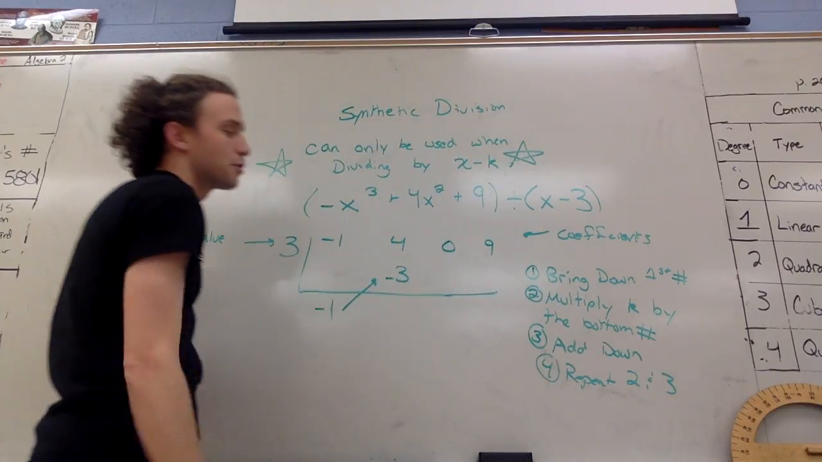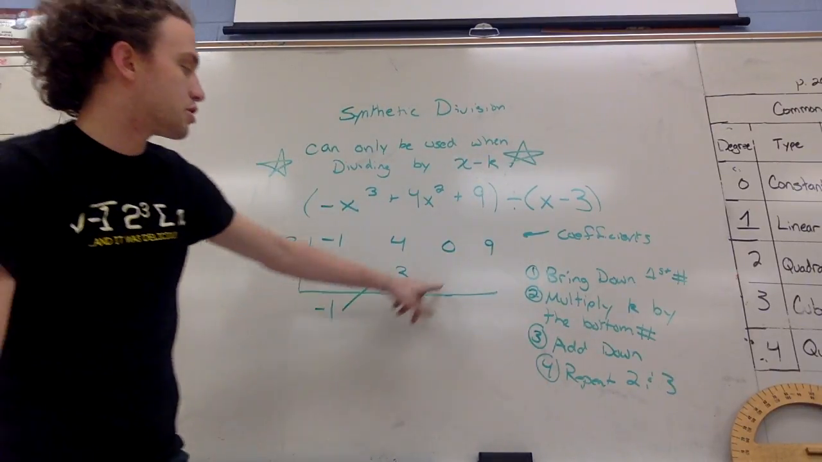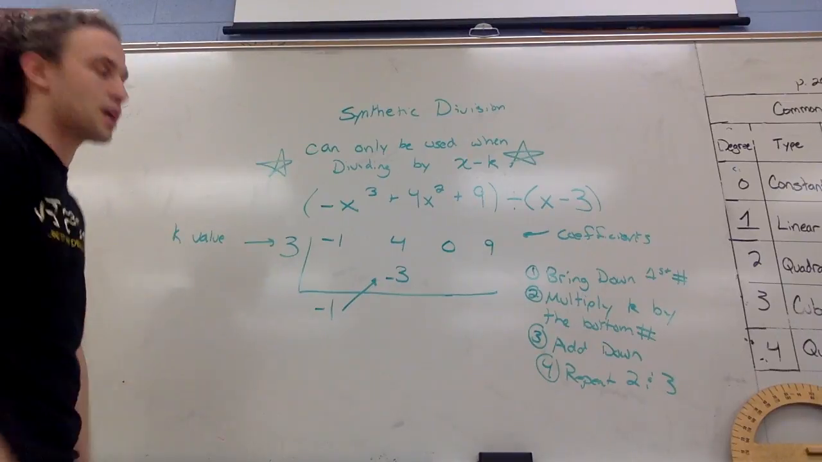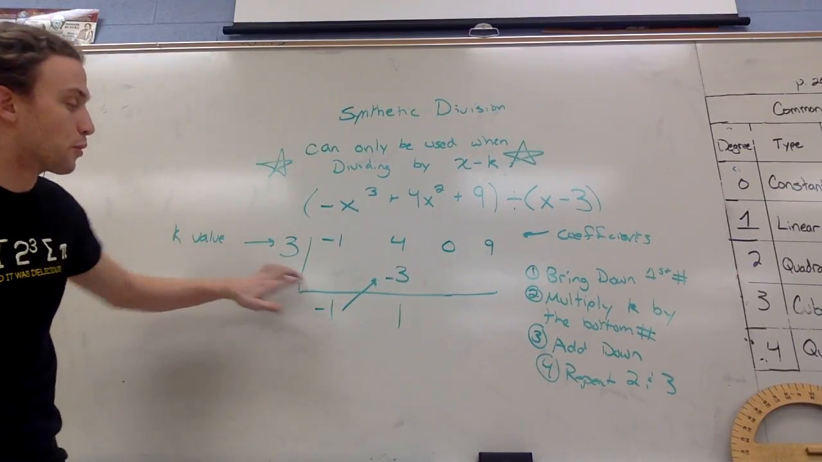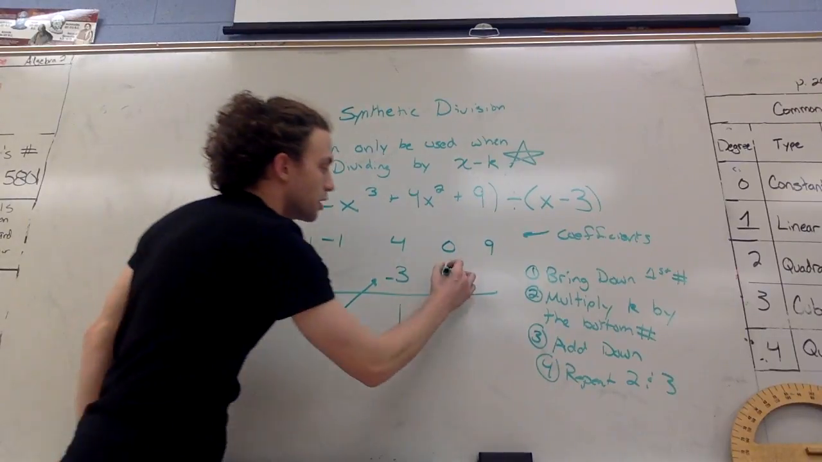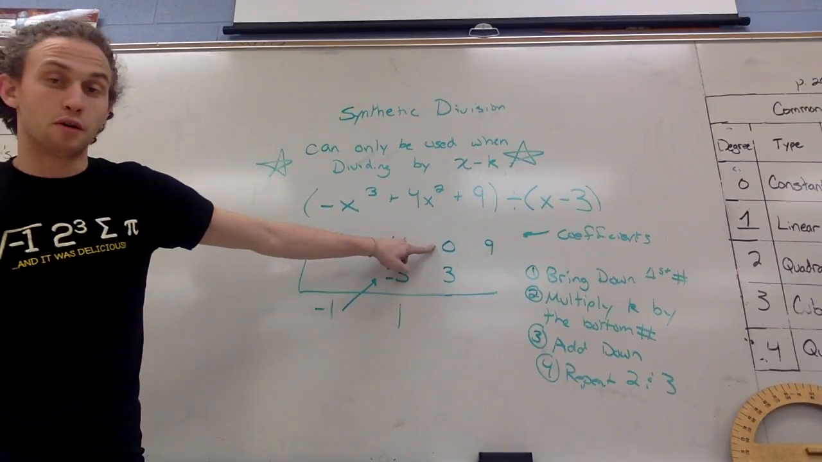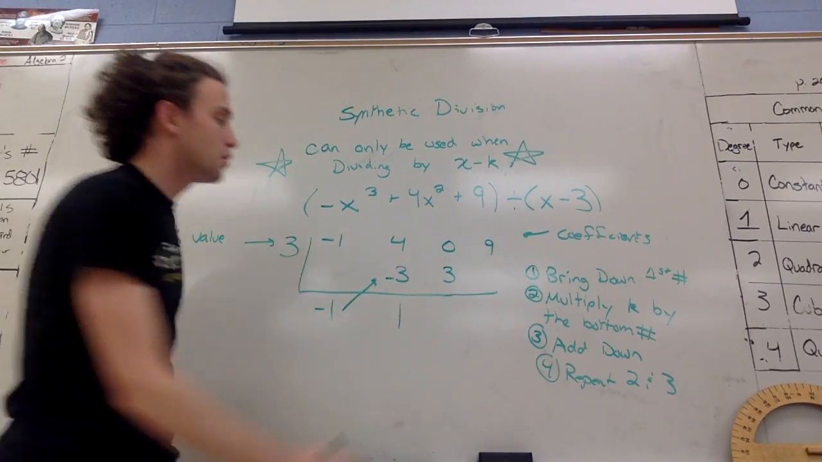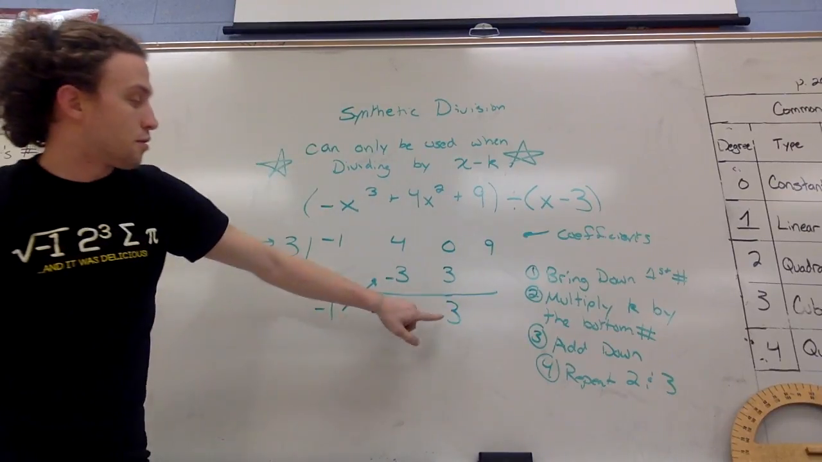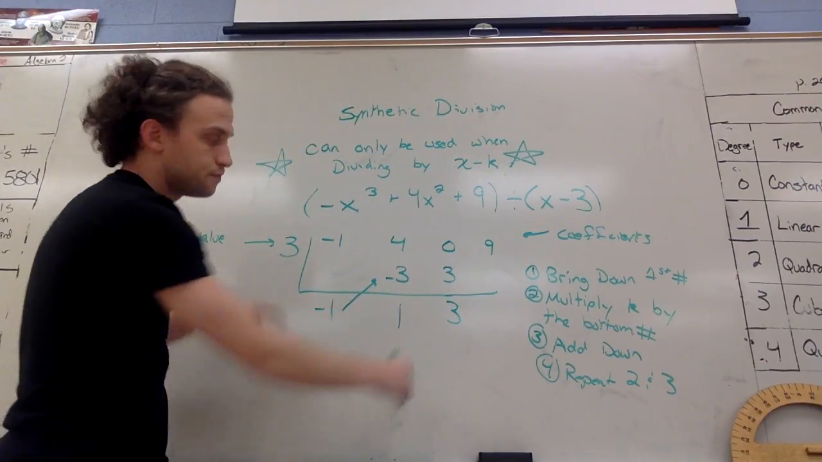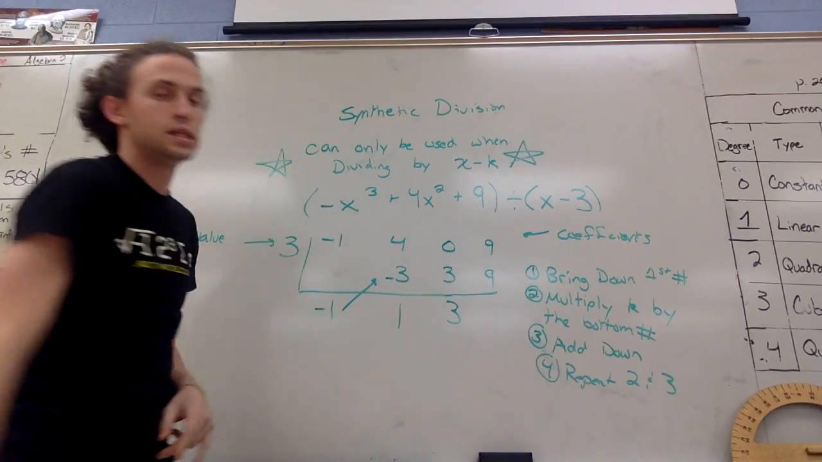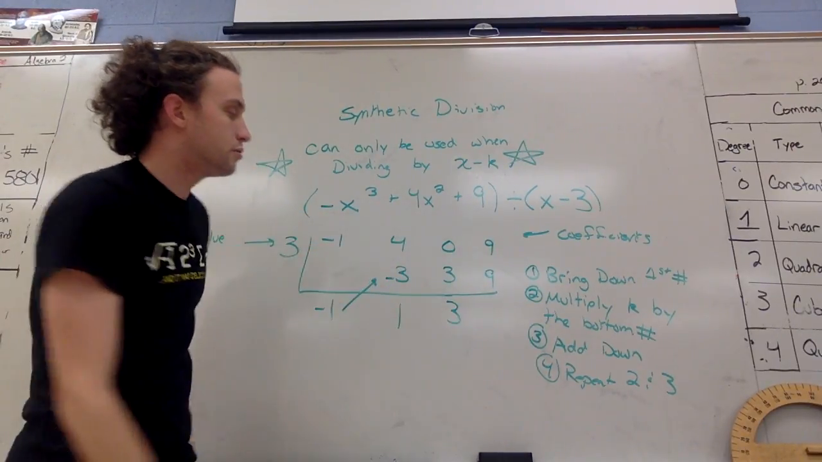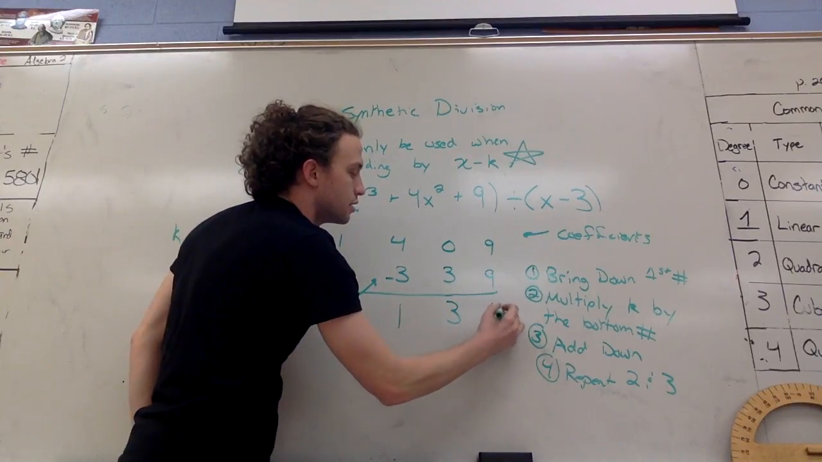So we're going to keep multiplying k by the bottom number, placing it up, and then adding down every single time. So I add straight down, I get a 1. Okay. 3 times 1 gives me 3, nice and easy. 0 plus 3 is 3. Then I have to multiply these two together. 3 times 3 is 9. And then I add straight down, I get 18.